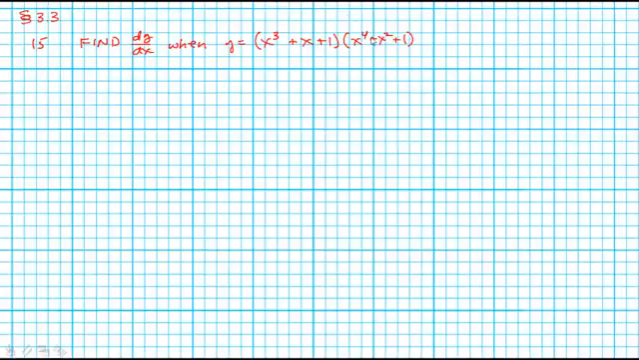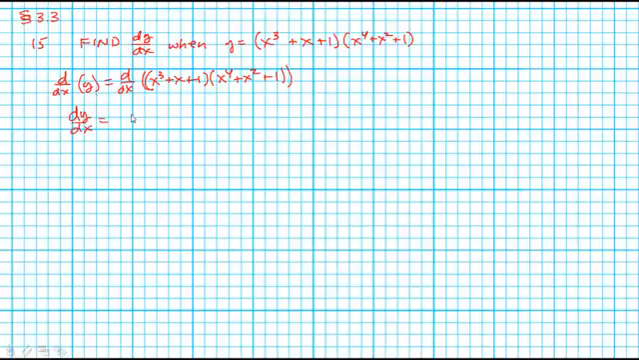Now we could expand this, or we can use the product rule. In this case, it would make more sense to use the product rule. So let's go ahead and use the product rule for the product x cubed plus x plus 1 times x to the fourth plus x squared plus 1. The derivative with respect to x of y is dy/dx.